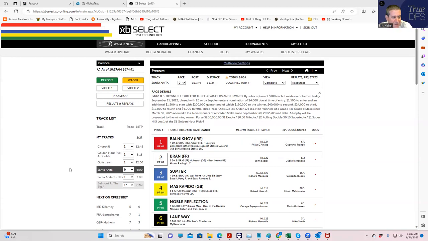So a couple of rules. I'm not going to get into why I like any of these horses. I'm not going to get into sheep theory or anything like that. I'm just really going to cut to it and just go race by race and let you know whether I think there's value or not.